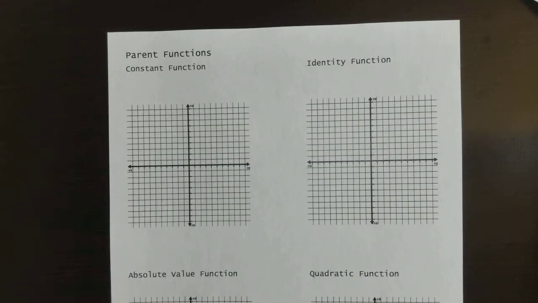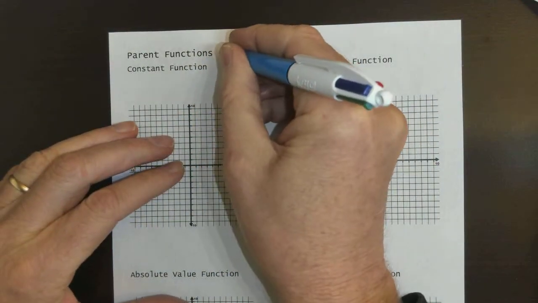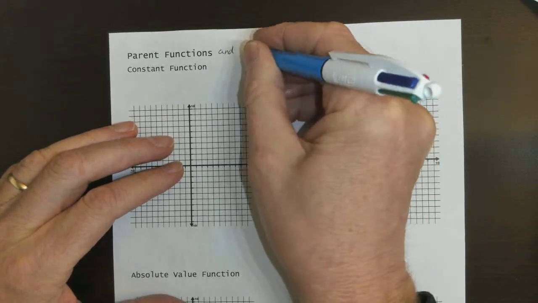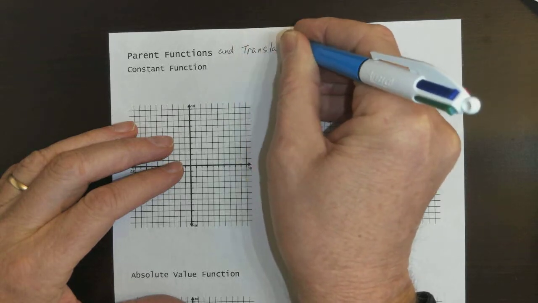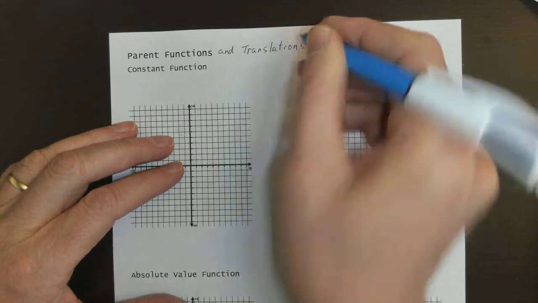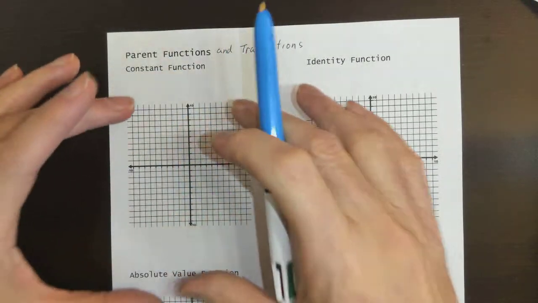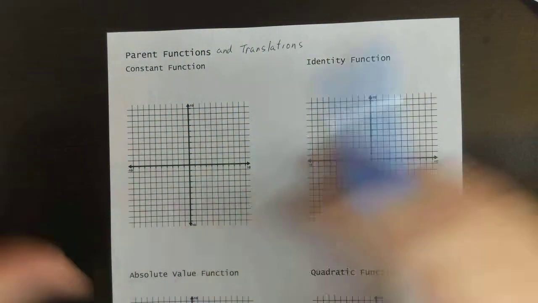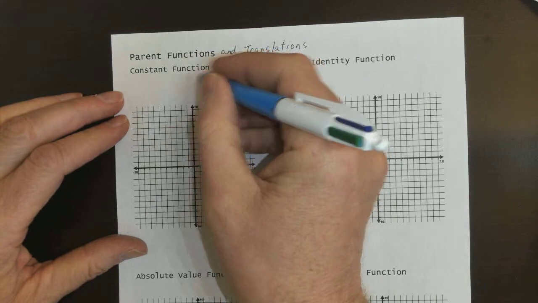Well, hi everyone. Okay, we've got parent functions. As we talk about parent functions, we're also going to talk about translations on some of these parent functions. The first parent function we're going to talk about, the function that all the others of this kind build off of, is the constant function.